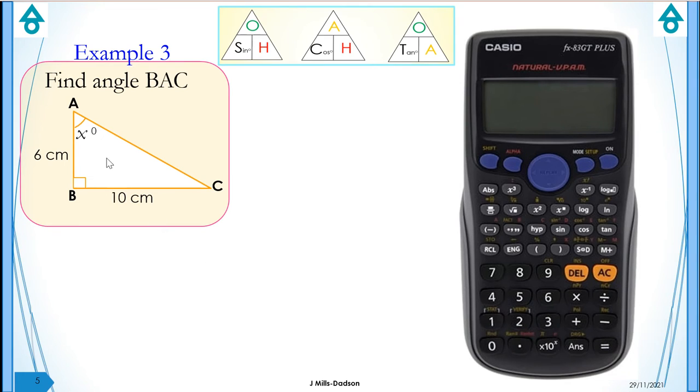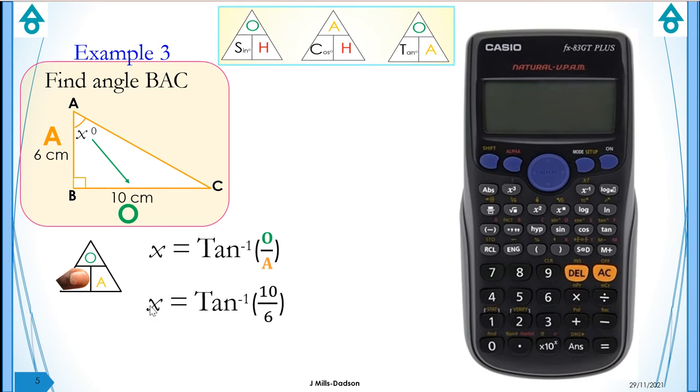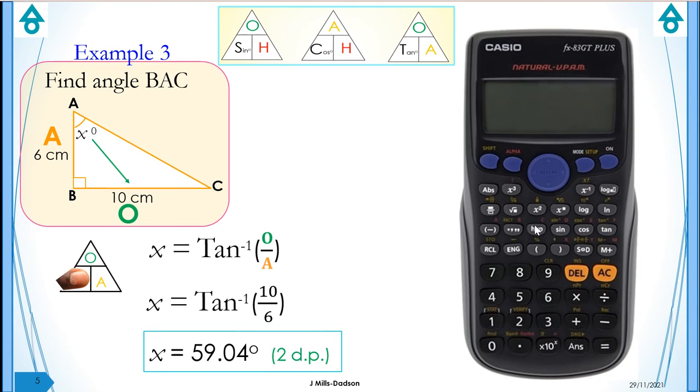Third example, this is the opposite side of the angle, adjacent side, so that means you're going to use tangent. You cover the angle, which is the tangent. So that means that x is the inverse of tangent of opposite over adjacent. Then you follow the same principle in the calculator that I've showed you before, and you get 59.04 degrees. Now we're going to go through an exam style question.